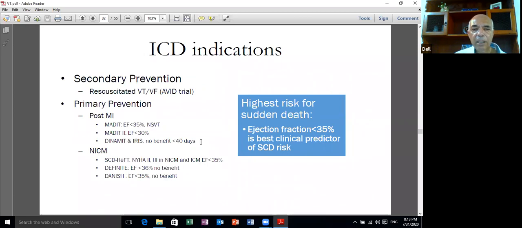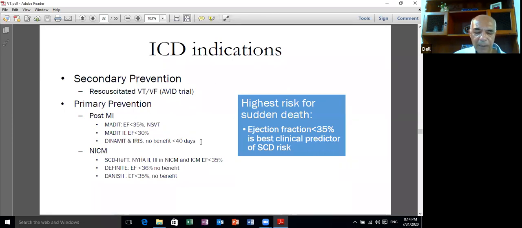Now, what are the indications for ICD? For secondary prevention, there is no disagreement. If you get ventricular tachycardia, sudden cardiac arrest, or ventricular fibrillation, there are three trials, the MUST, the CASH, and the AVID trial, all supporting the use of ICD implantation. The problem comes with primary prevention.